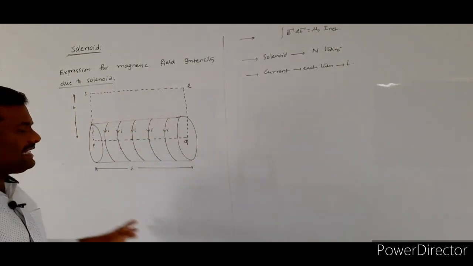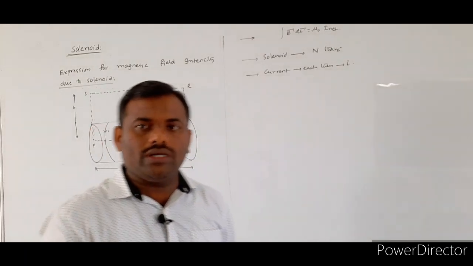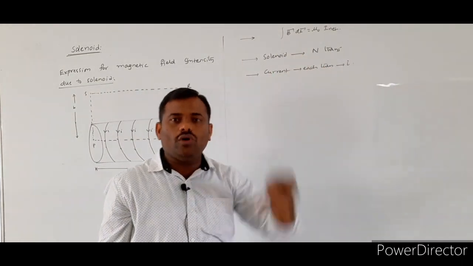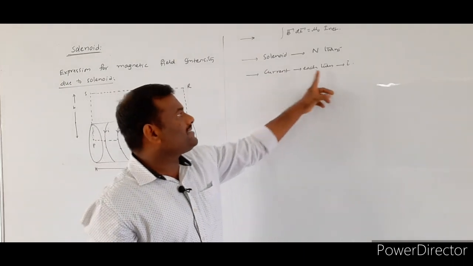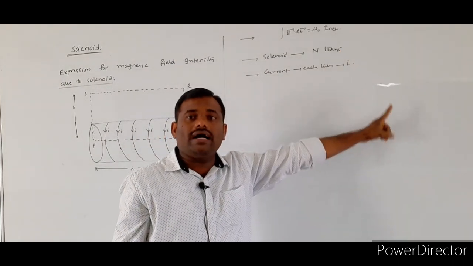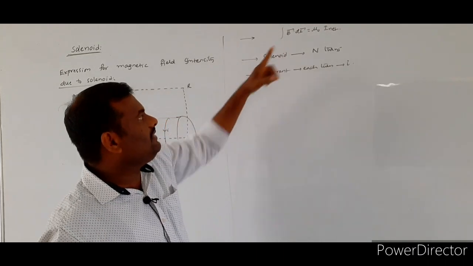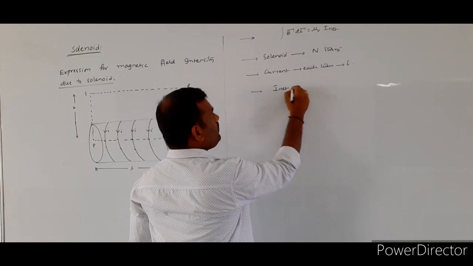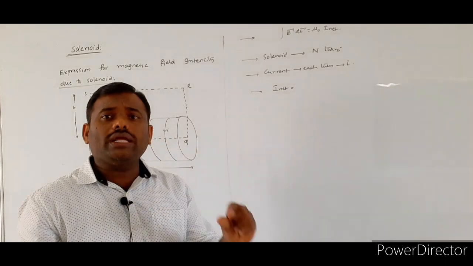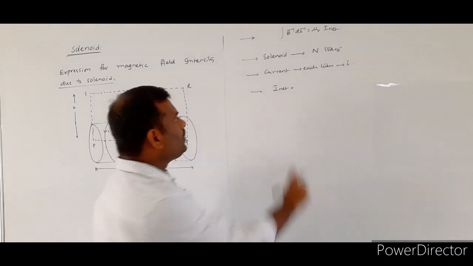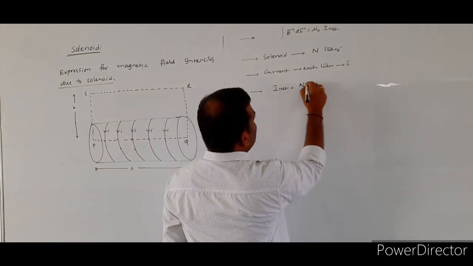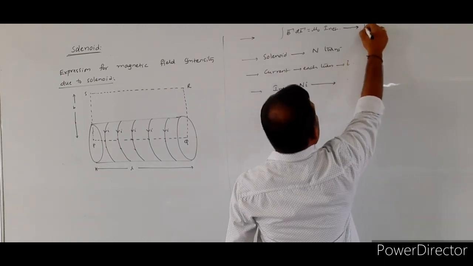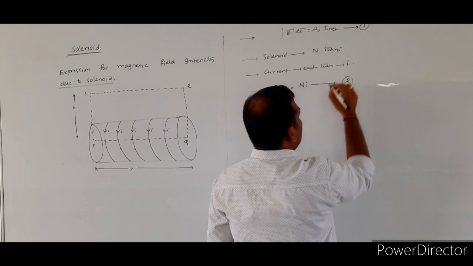Here the solenoid consists of so many loops, which we assume as capital N number of turns, and we assumed that the current passing through each turn is I. Therefore, from this we define the value of I net. I net is equal to the total current passing through the given closed loop, which is equal to capital N into I. Let it be equation number 1.